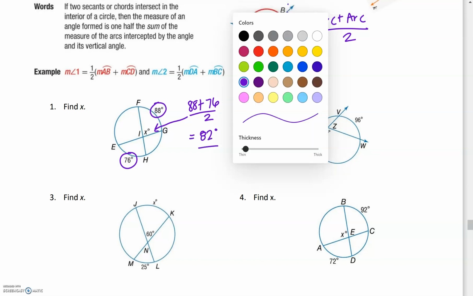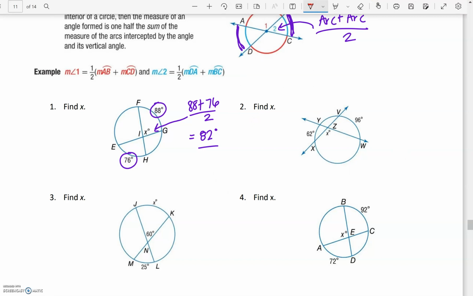So what if I want to find the angle next to it? Well, we can still find this one, which has to do with these two arcs, and then we can know the one next to it because they're supplementary. They form a line together. So I would do 96 plus 62 and divide by 2 to get this angle VZW. That gives me 79 degrees. Then I would do 180 minus 79, and that's going to give me 101 degrees for angle X.